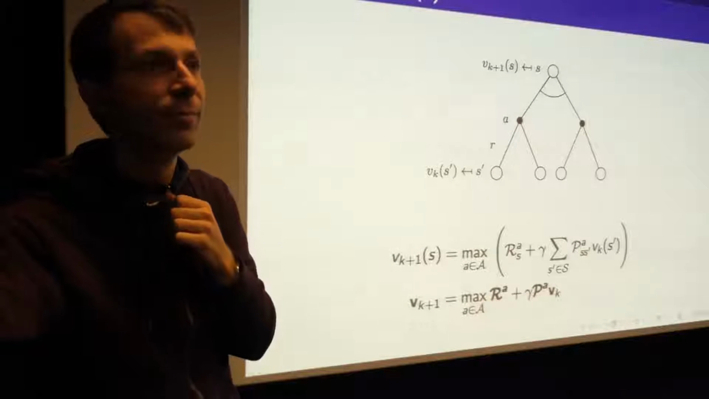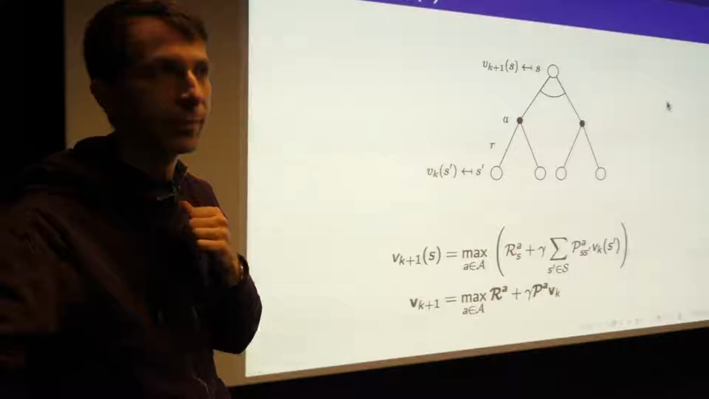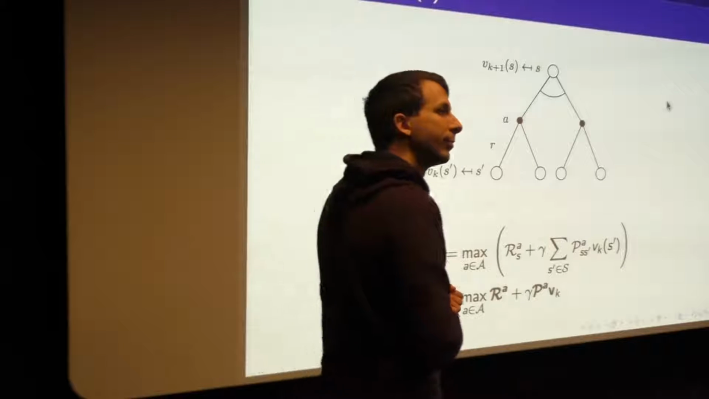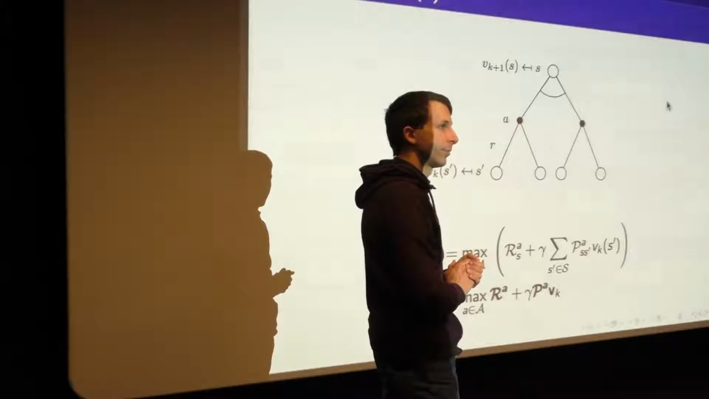So if I look at some intermediate value functions, and I look at the policy that they imply, if I really computed the value under that policy, it could be different from the value.